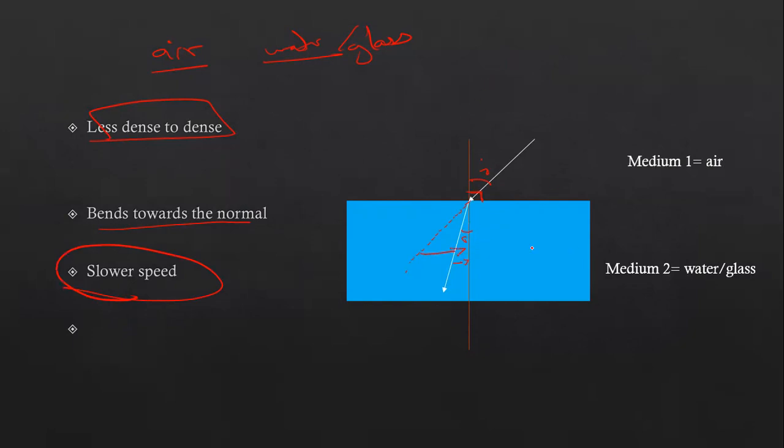Because when you go from a less dense to a denser medium, when light enters the denser medium, it's going to slow down. And because of that, it's going to bend towards the normal. As you can see here, it bends towards the normal.